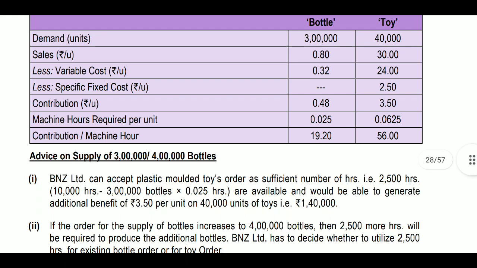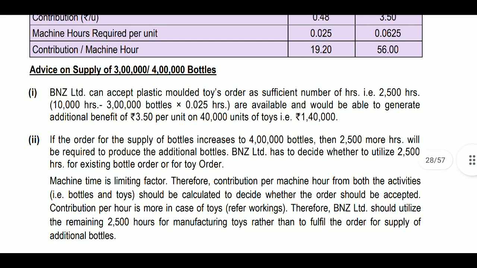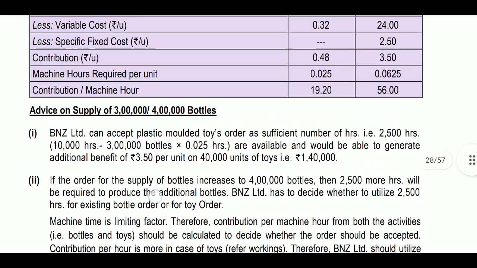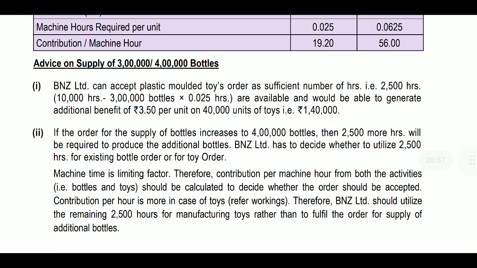Contribution per machine hour will be calculated. Now, the first question was whether B&Z can accept the plastic mold ties order. Sufficient hours, that is 2,500 hours for ties, are available, and it would generate an additional benefit of 3.5 per unit, that is contribution 3.5. We will get the additional benefit of 3.5 into 40,000 units of ties, that is 1 lakh 40 thousand rupees additionally.